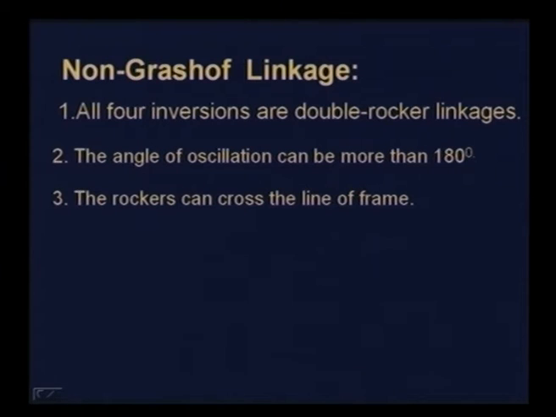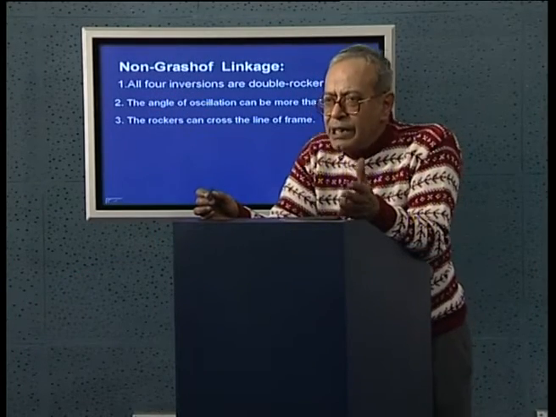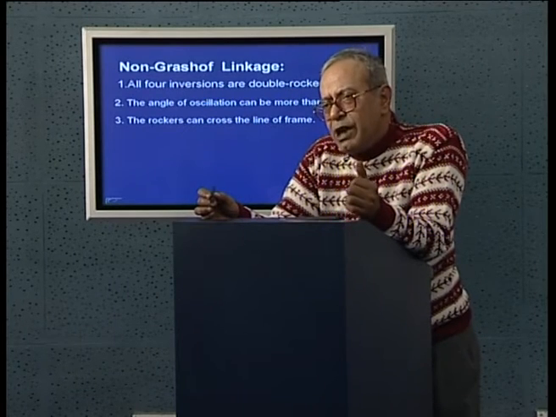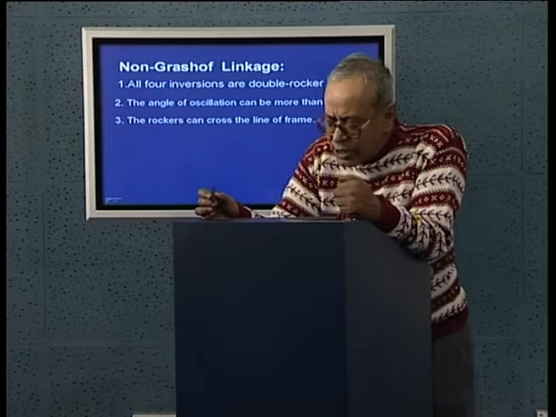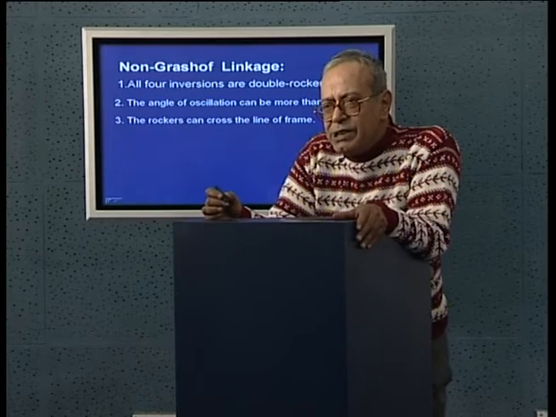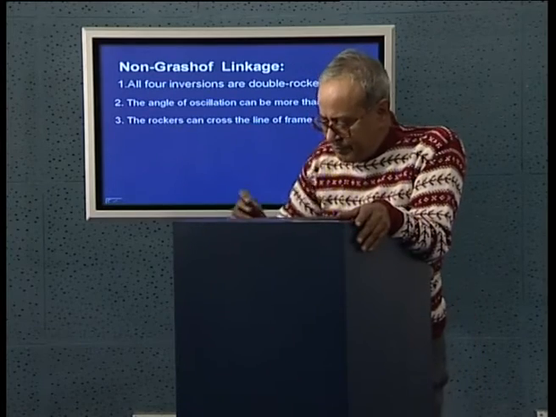And also the rockers can cross the line of frame if it is a non-Grashof linkage, whereas in a Grashof linkage one can show that the rocker can never cross the line of frame. If it remains above the line of frame in one configuration, then during the entire movement in a Grashof double rocker or crank rocker, the rocker can never cross the line of frame. It will be either above the line of frame or below the line of frame. Whereas in a non-Grashof linkage, which is always a double rocker, the rockers can cross the line of frame. That means it can come from above to below or below to above of the line of frame.